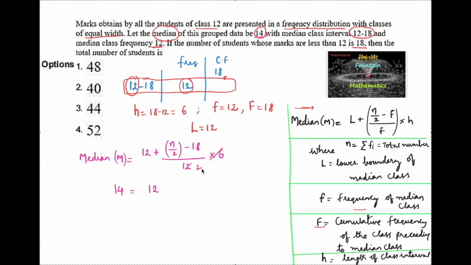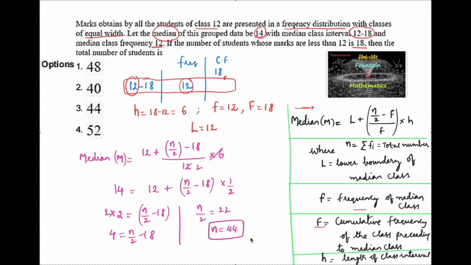and here 6 by 12 is 1 by 2, so we can write 12 plus n by 2 minus 18 into 1 by 2. So 14 minus 12 is 2 and here n by 2 minus 18 multiplied by 2 will come here, so 4. So we can write 4 is equal to n by 2 minus 18, or we can write n by 2 is equal to 18 plus 4, that is 22. So n is equal to 22 into 2, that is 44. So we can say that the total number of students is 44 in this case, which is option C.